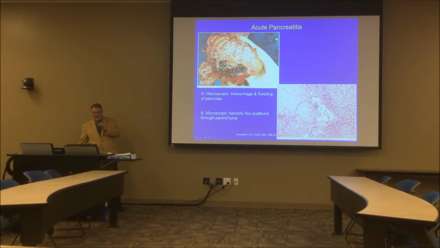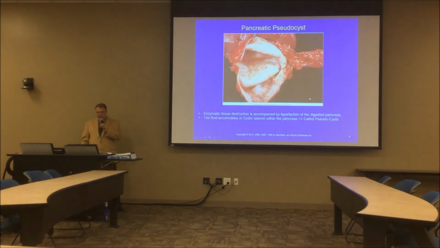A macro and a micro view: a hemorrhagic and swollen pancreas and some necrosis scattered through the parenchyma of that pancreas. A pseudocyst, like I said, this is the pancreas as you can see it here. I think behind it is the liver, or at least I believe it is. So this is open, and this is the formation of a pseudocyst within the pancreas, once it's been liquefied by the enzymatic action of the digestion of those substances that are produced by the pancreas.